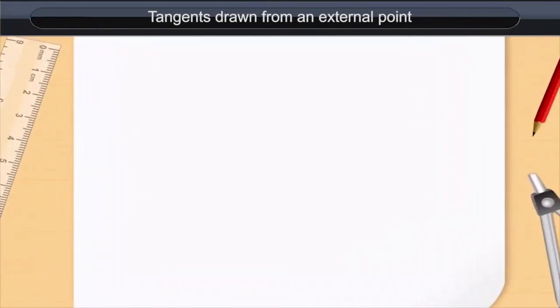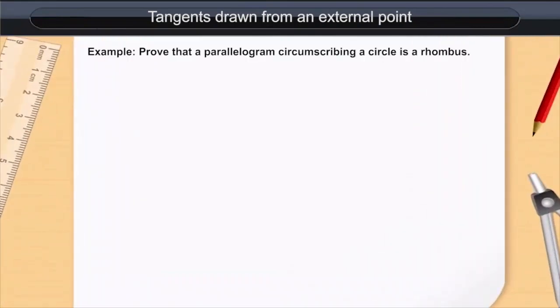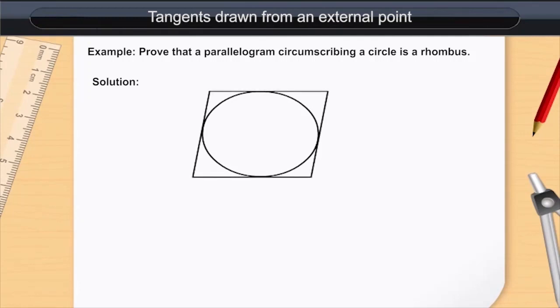Tangents drawn from an external point. Example: prove that a parallelogram circumscribing a circle is a rhombus. Solution: here is a circle with a parallelogram circumscribing it. We must prove that this parallelogram is a rhombus.